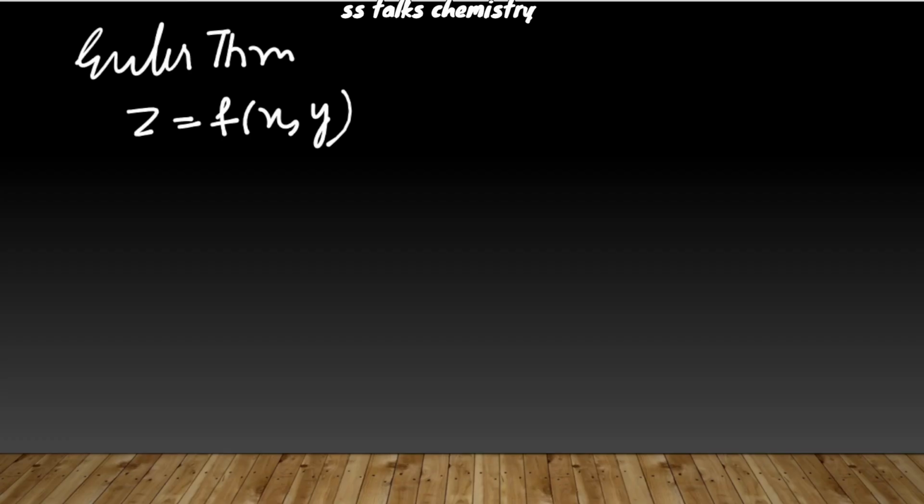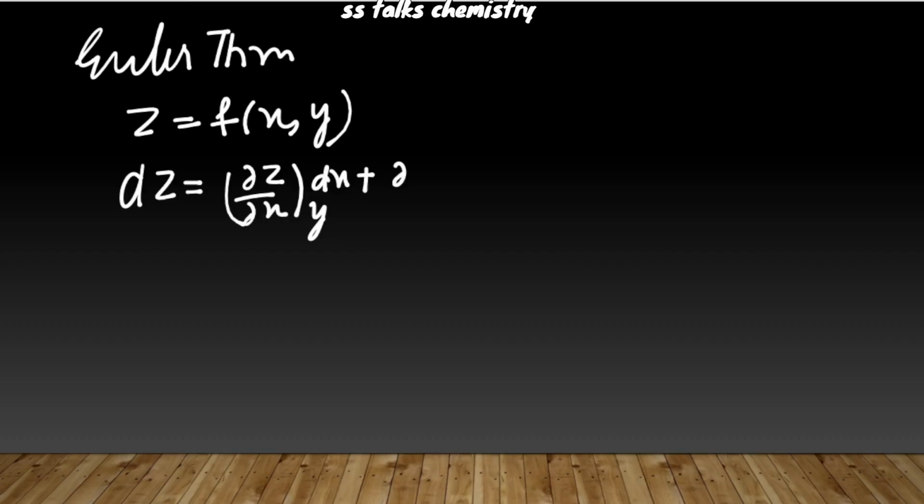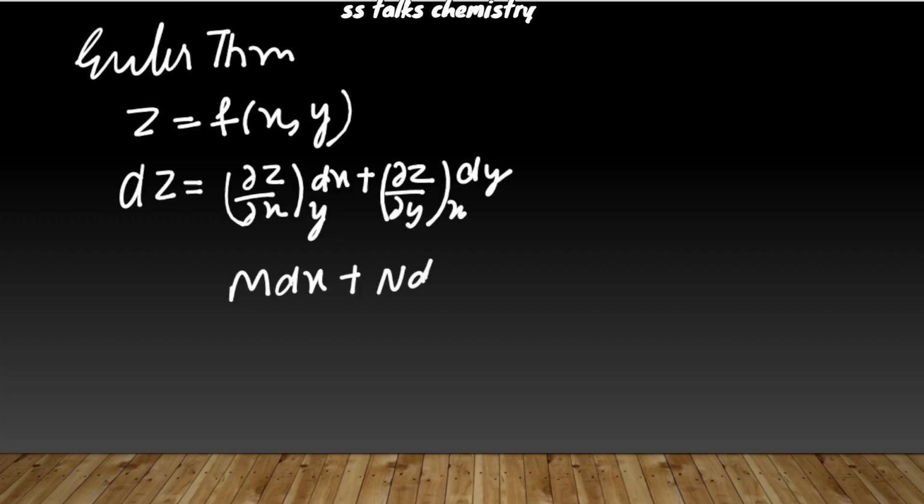That means if it is a state function, the exact differential for it can be written. So we get dz equal to del z by del x at constant y into dx, plus del z by del y at constant x into dy. This is the exact differential for it. This we can write as M dx plus N dy.